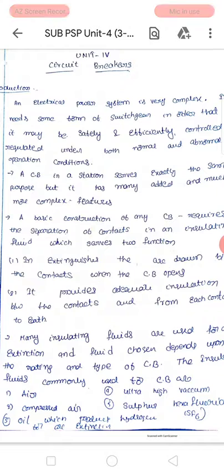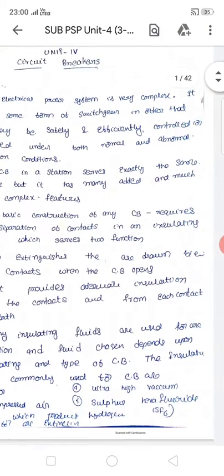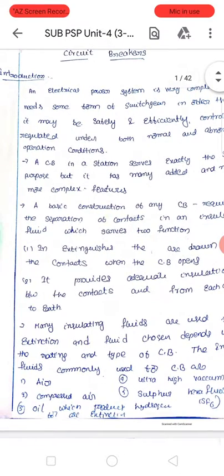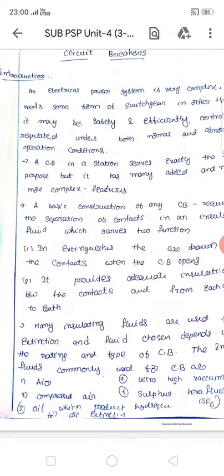Second one is basic construction. In the construction of any circuit breaker, there are two separable contacts: first a fixed contact, second a moving contact. These two contacts are surrounded by an insulating fluid, and the circuit breaker has two functions.